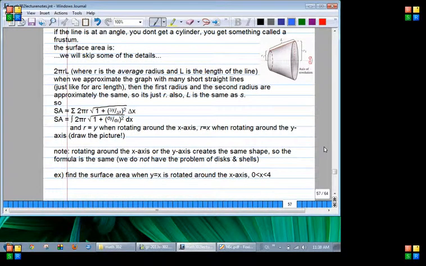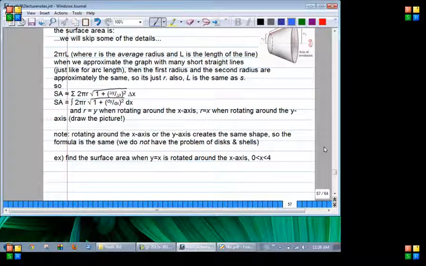Okay. So find the surface area when, it's a very simple graph, the function y equals x is rotated around the x-axis.